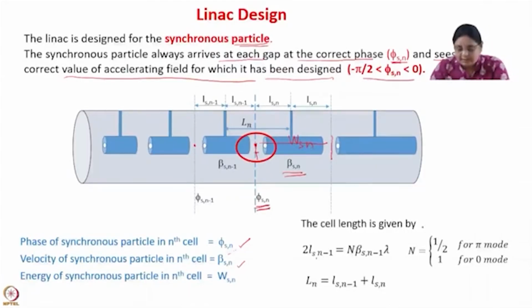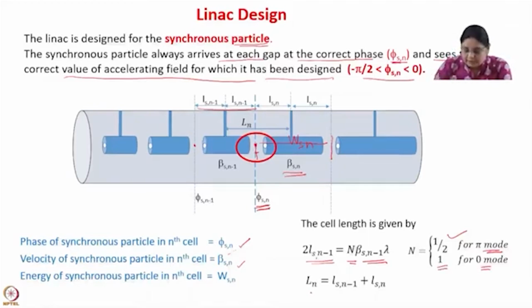Now the cell length is this length from the center of one gap to the center of the next gap. So here it is Lsn minus 1 into 2. So 2 times Lsn minus 1 will be equal to beta lambda by 2 if it is a pi mode structure, and it will be equal to beta lambda if it is a 0 mode structure. So we write it as n beta Sn minus 1 lambda, where n is equal to half for a pi mode structure and is equal to 1 for a 0 mode structure.